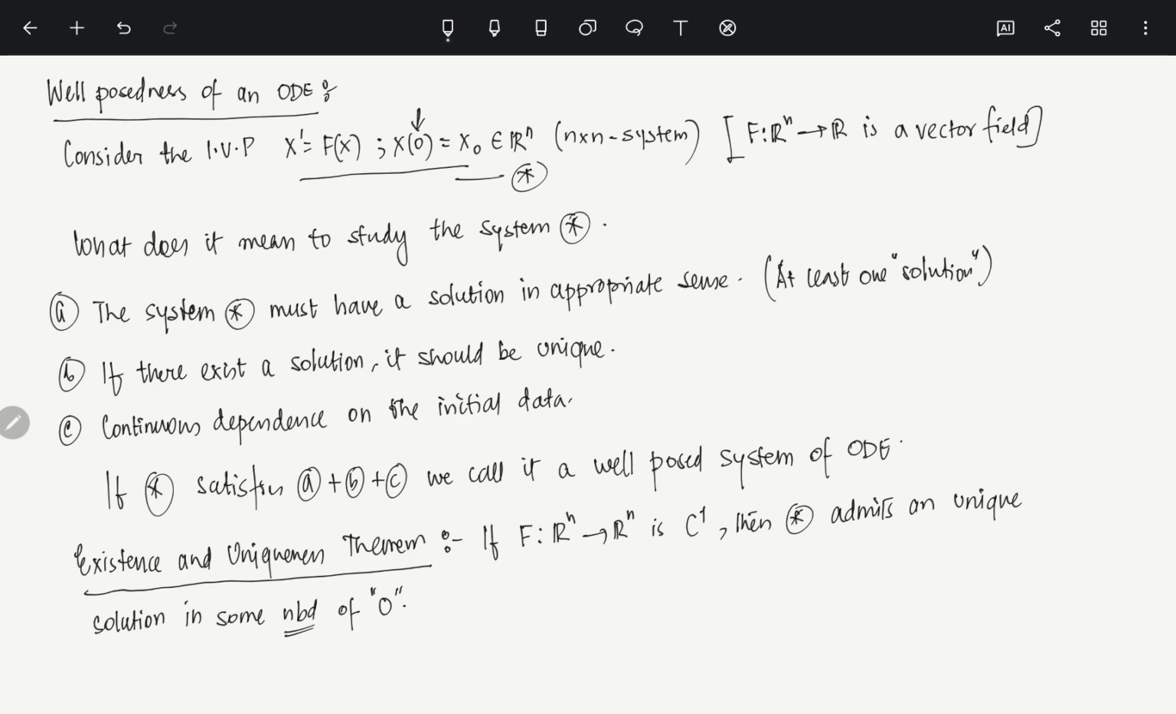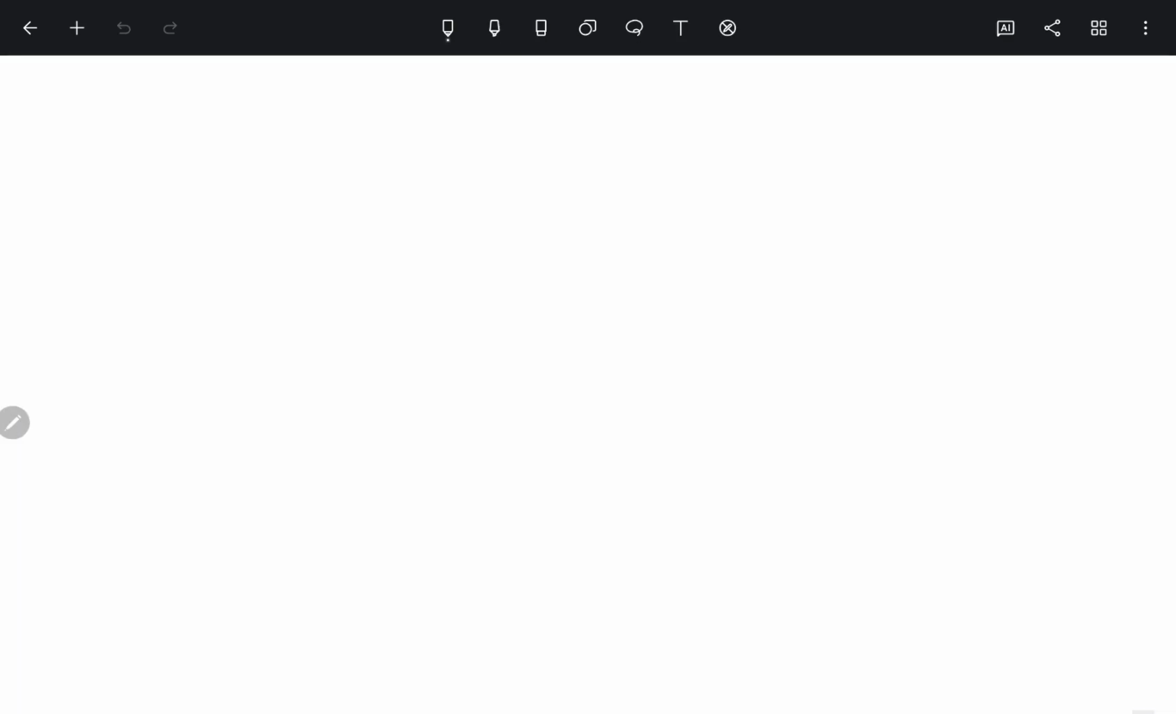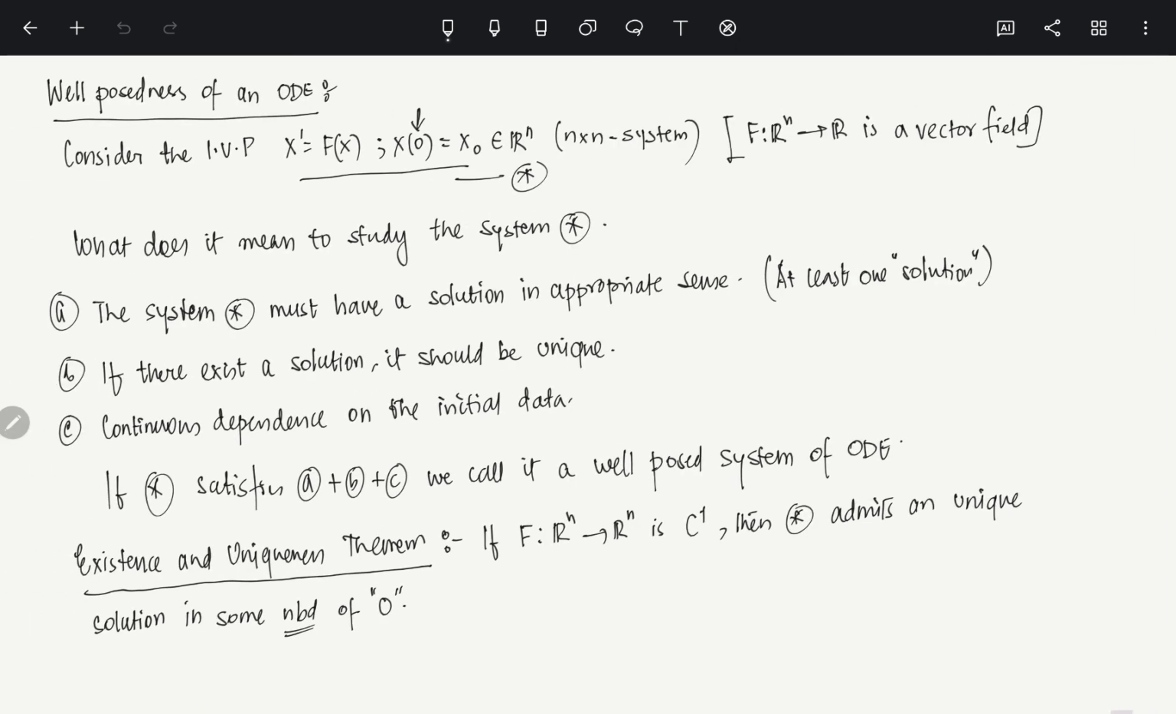So essentially we are assuming f is C1, which is not a very strong assumption. With that, we know that you always have a solution, which is a unique solution, in some neighborhood of the origin, right? Now what about the third property? Basically, A and B are taken care of. If f is C1, we know that A and B are satisfied. If f is not C1, then there can be many different cases. It may not have a unique solution, or it may not have a solution at all. So f being C1 is okay.